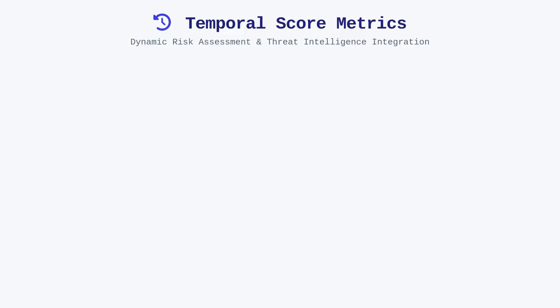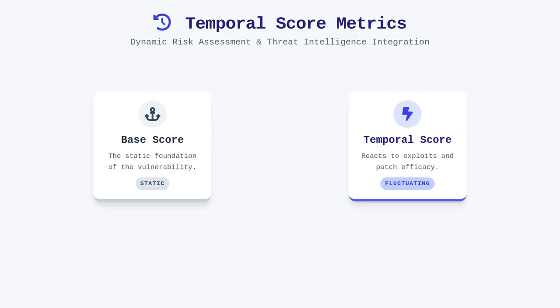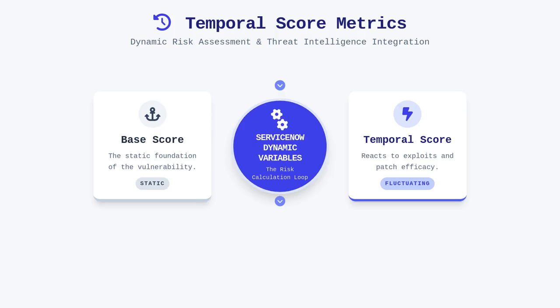Temporal score metrics introduce the dimension of time and threat intelligence maturity into your calculations. While the base score remains static, the temporal metric fluctuates based on the availability of exploits or the efficacy of current remediation patches. In ServiceNow, you integrate these shifts by applying dynamic variables that influence the risk score calculation loop. When a new exploit moves from proof of concept to weaponized, the temporal score increases, effectively bubbling the corresponding vulnerable item to the top of your remediation queue.